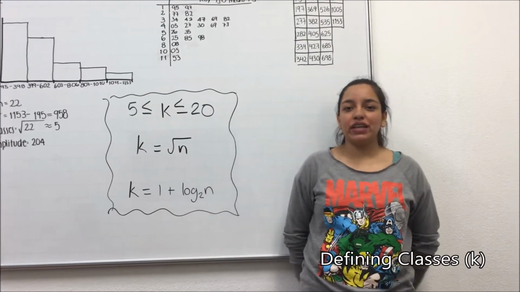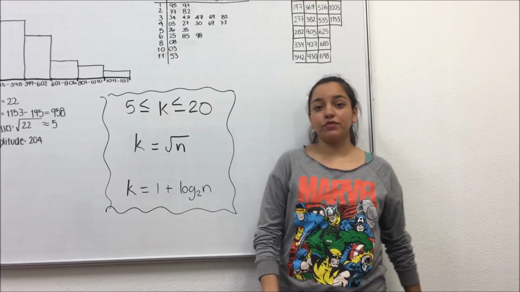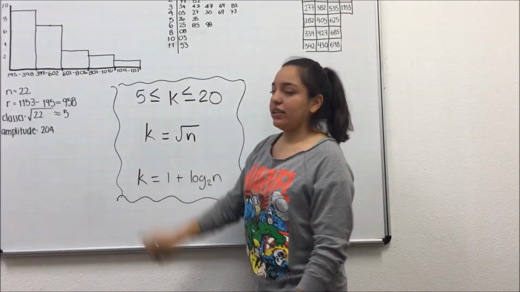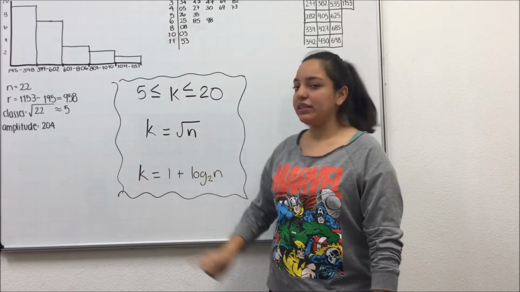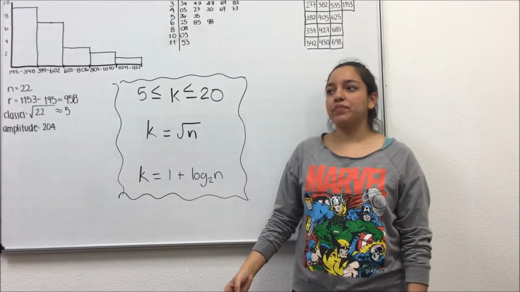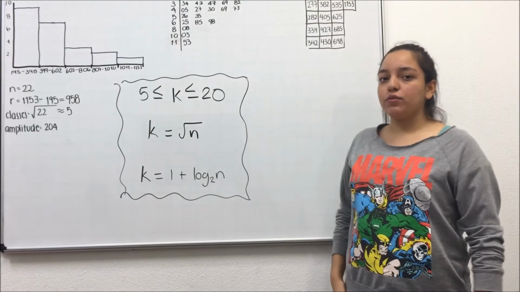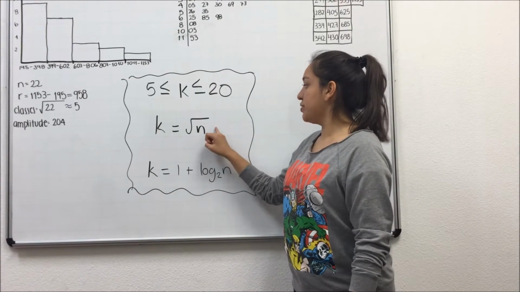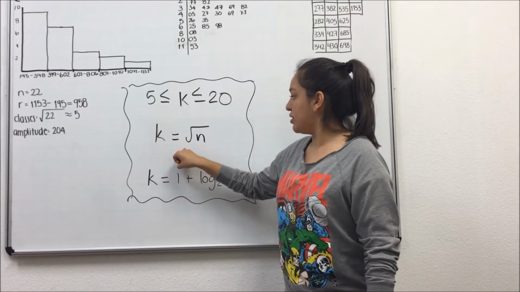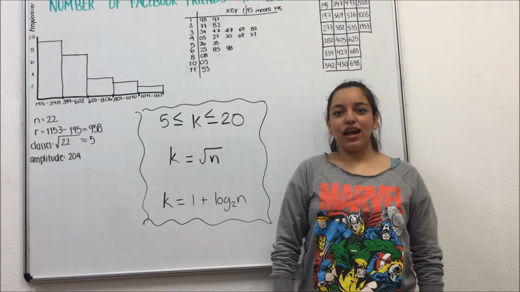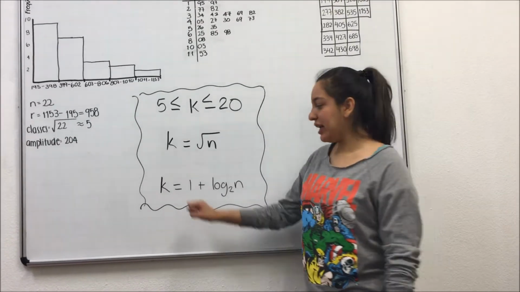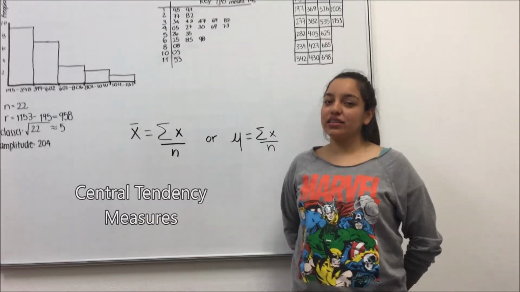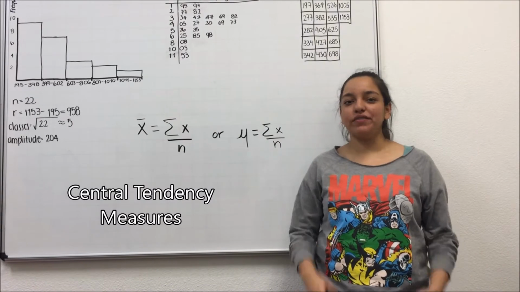To define the number of classes that you have to use for a set of values, we use these three formulas, in which K stands for number of classes and N means the total of elements of the set of data. First, we have the empirical method, which says that K is more than 5 but less than 20. Then we have the square root method, which says that K equals the square root of the number of elements. And then we have the Sturges method, which says that K equals 1 plus log base 2 of N.